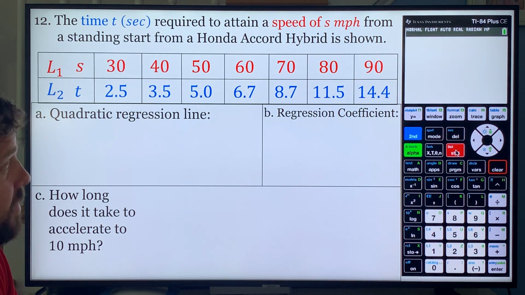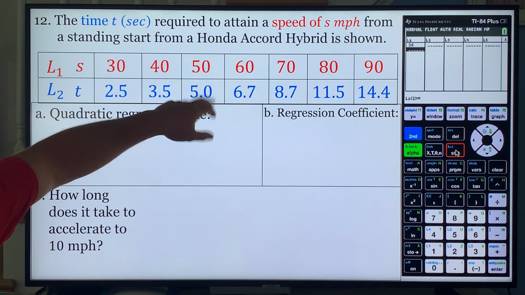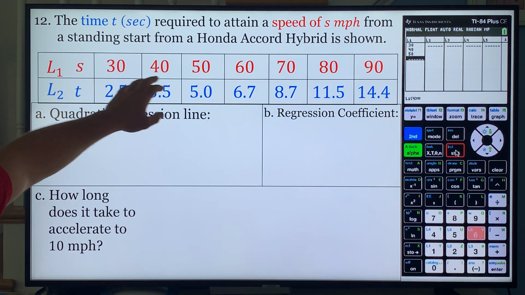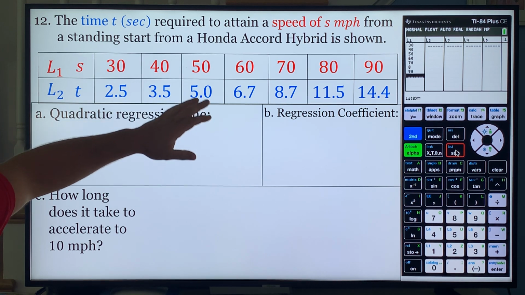Get in the groove with this yet? Not too tough, right? So what I'm going to do is take all this stuff, put it in my edit, and type it in. 30, 40, 50, 60, 70, 80, 90. So these are the speeds. When you have the speeds, it takes obviously longer to get to the higher speeds.